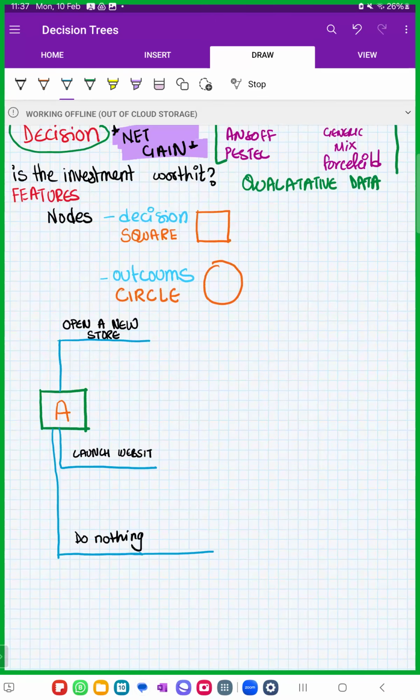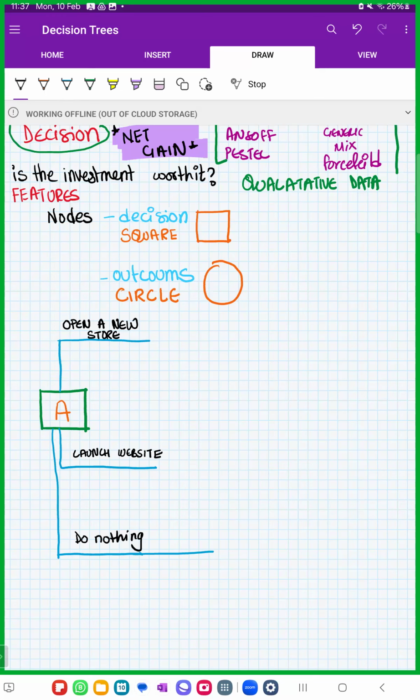So the square represents the fact that a choice is required on, let's say, either opening a store or launching a website. That's what your square is representing. It's representing where the decisions need to be made. Your circle node is showing the different outcomes.